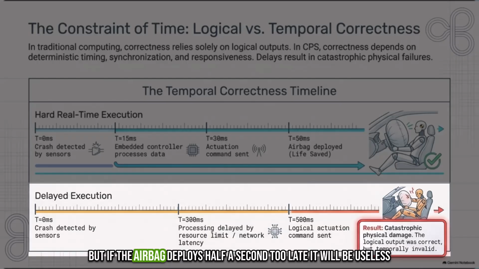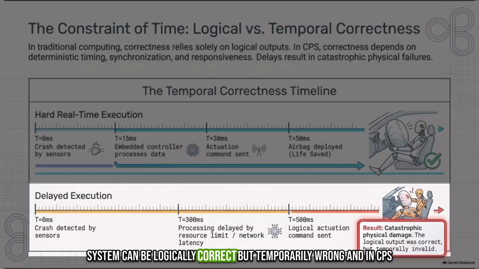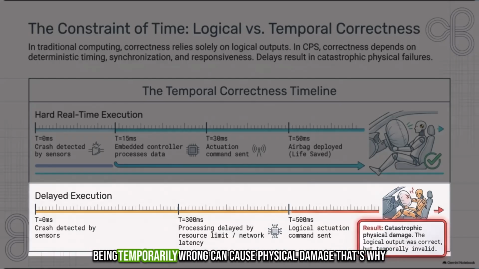But if the airbag deploys half a second too late, it will be useless. The accident has already happened. So this is the important idea. A system can be logically correct but temporarily wrong. And in CPS, being temporarily wrong can cause physical damage.